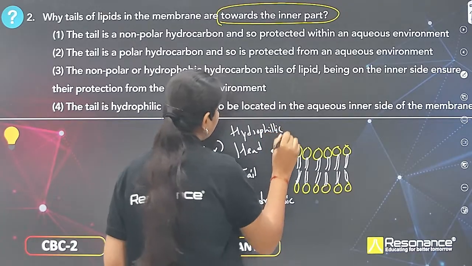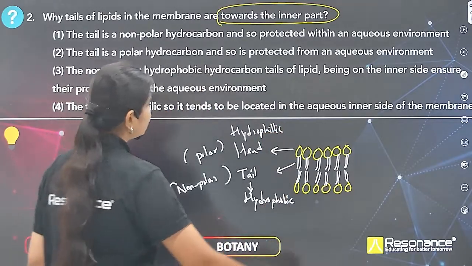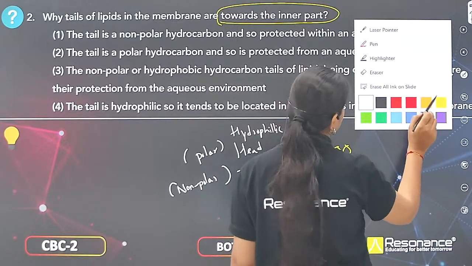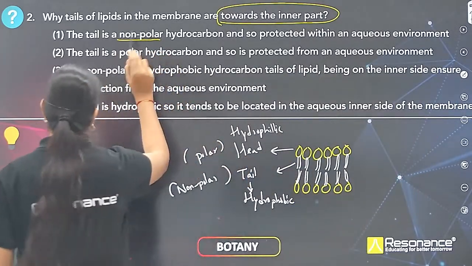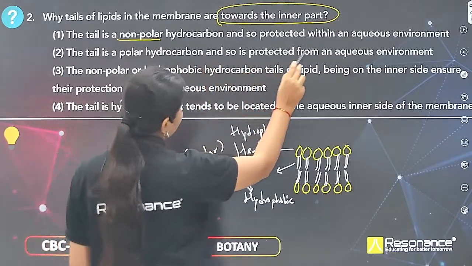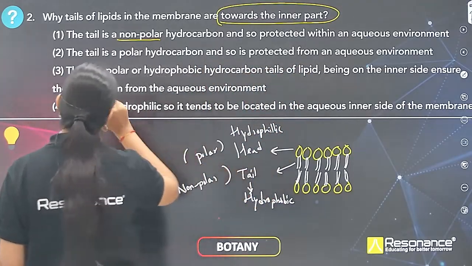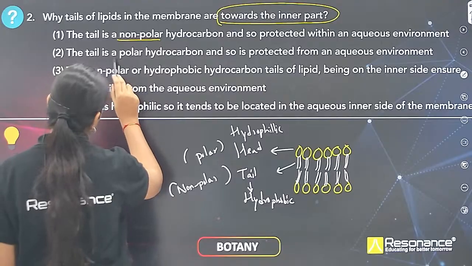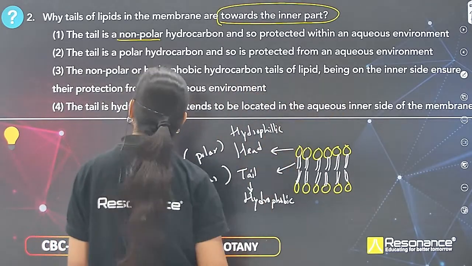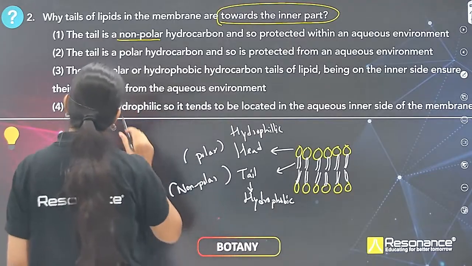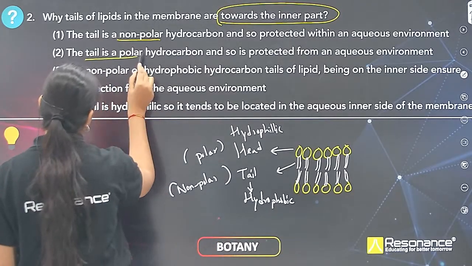Hydrophilic. Okay, so here let us analyze these statements. The tail is non-polar and also protected from an aqueous environment. No, the tail is a hydrocarbon and is so protected from an aqueous environment. The tail is not polar, okay, it is what?